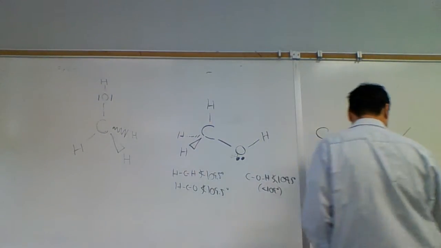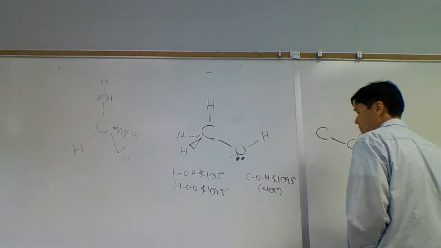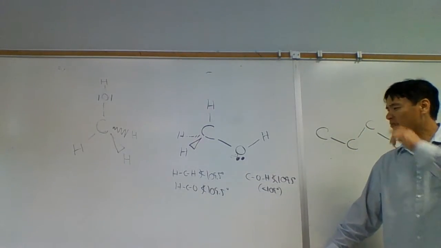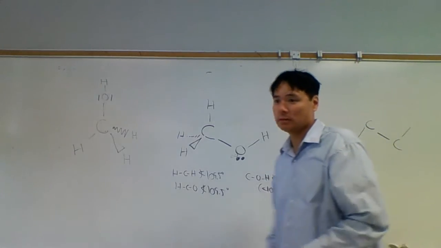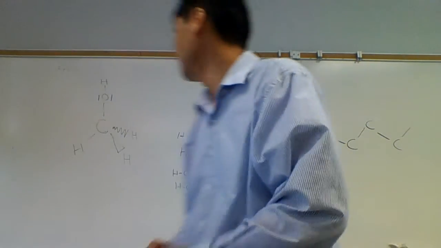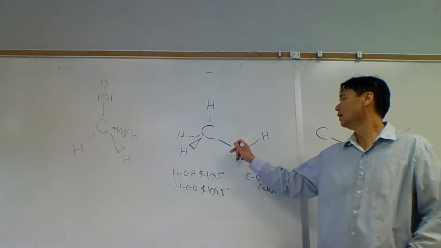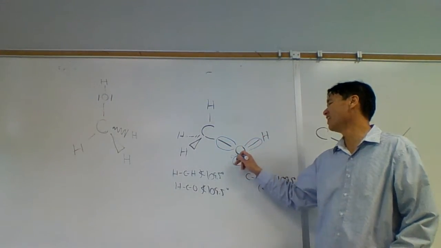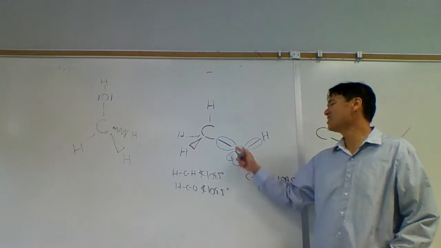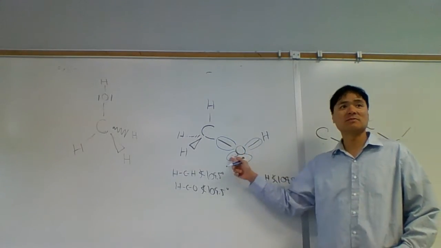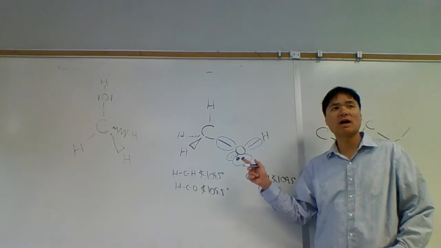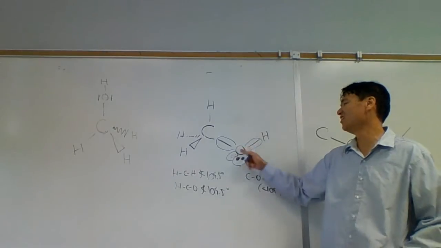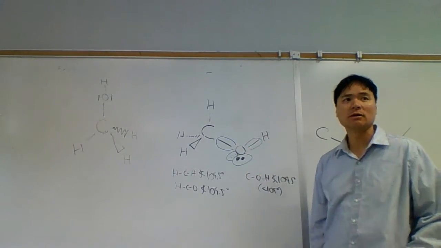Can you explain why the COH is 109.5? 109.5 is because it has 4 balloons. The 4 balloons are like this. The O has 4 balloons: the single bond balloon, a lone pair balloon, and another lone pair balloon. The angle that maximizes the distance between 4 balloons is 109.5. This is why the number of groups is so important. So the COH will be 109.5.